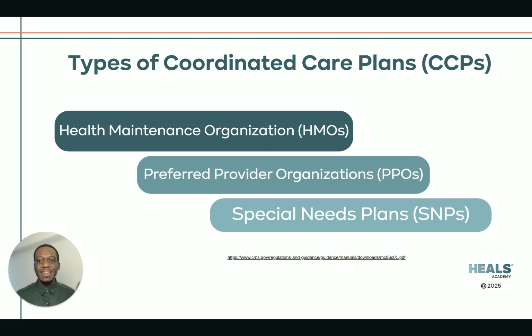As I end, the types of CCPs that we've been looking at are the HMOs, the PPOs, and the SNP plans. As you think through these different plan types, the key big one that you will see are CCPs, and then you will see the HMOs, which have two parts, the PPOs, which also have two parts, and the SNPs, which have three parts.